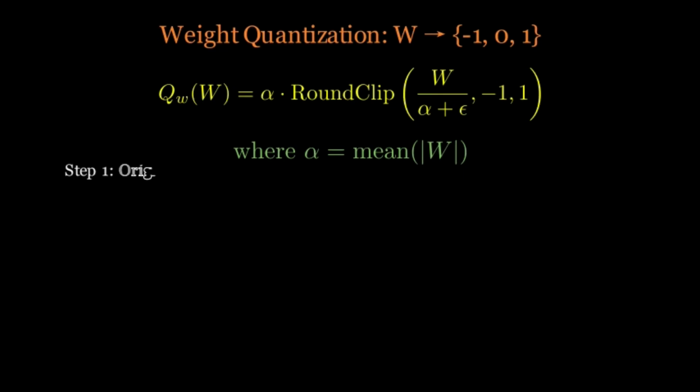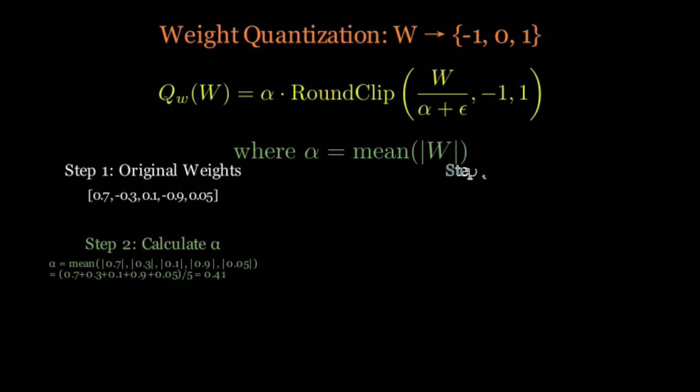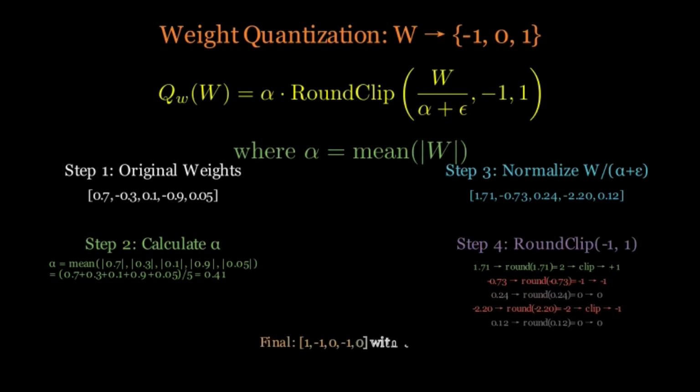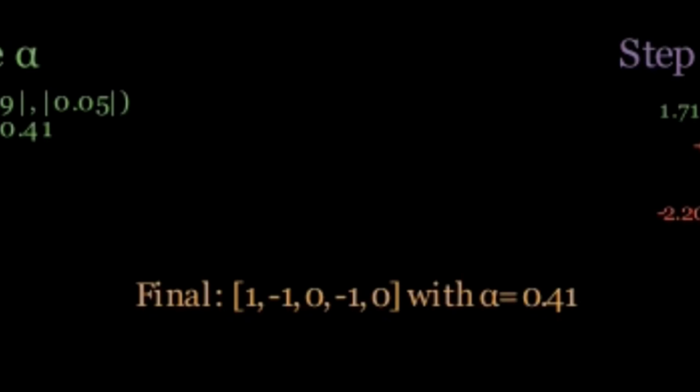This means first you take the original weights, then you calculate alpha, which is the mean of the absolute values in the weights. Then you normalize with this alpha and a small epsilon, so that there is no divide by 0 error. You clip the result to -1, 1. So for example, 1.71 is taken as +1, minus 0.73 as -1, 0.24 as 0, minus 2.20 as -1, and 0.12 as 0. Final result is 1, -1, 0, -1 and 0, with alpha as 0.41.